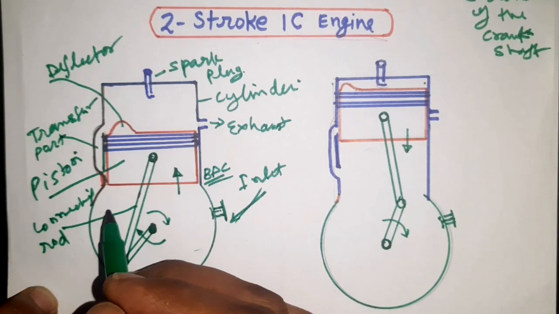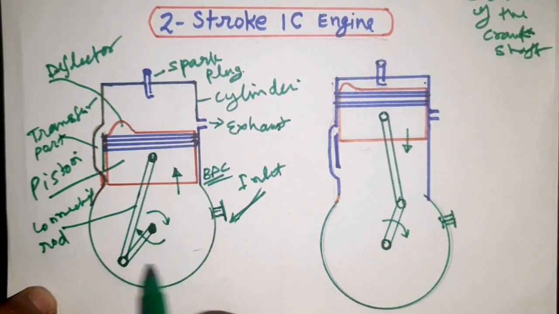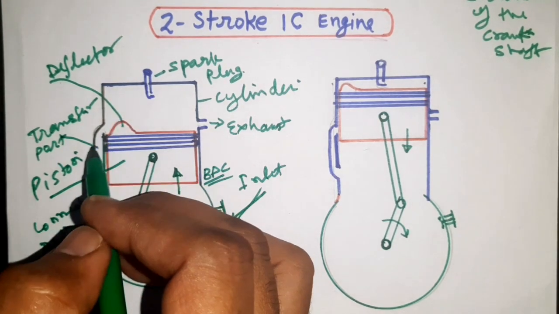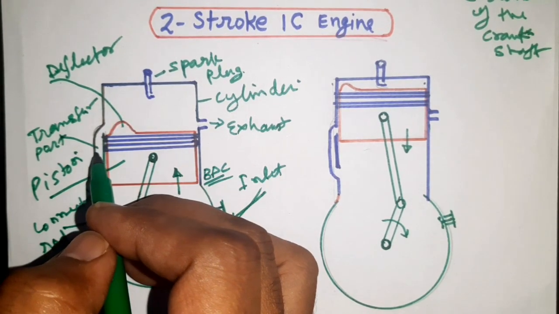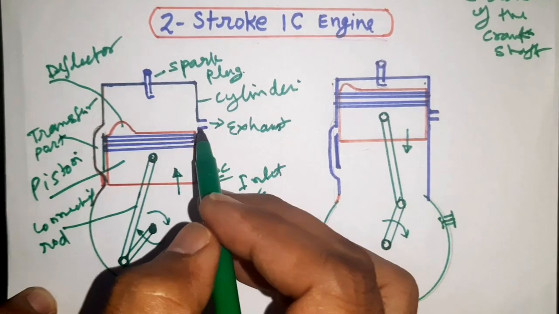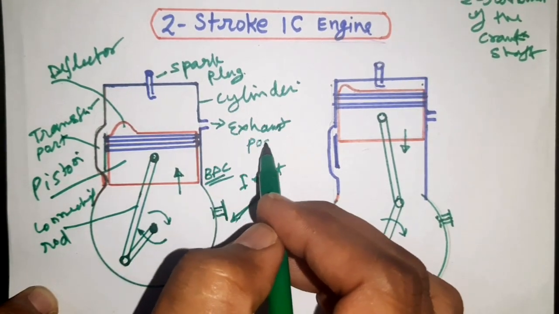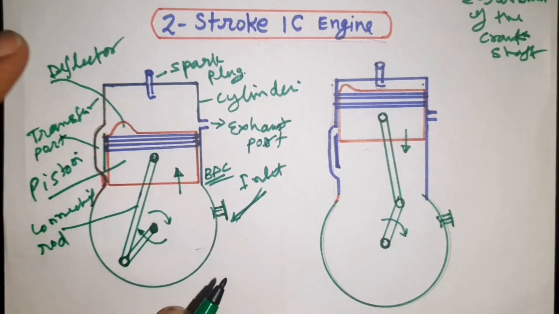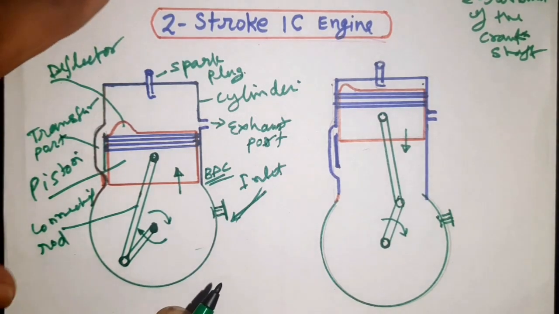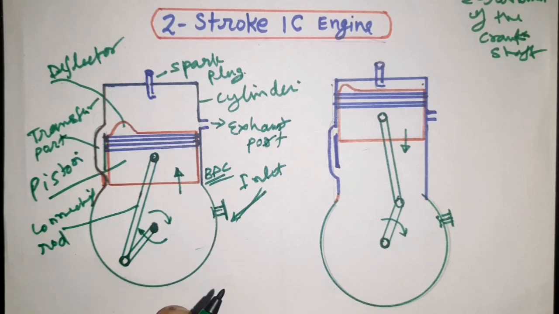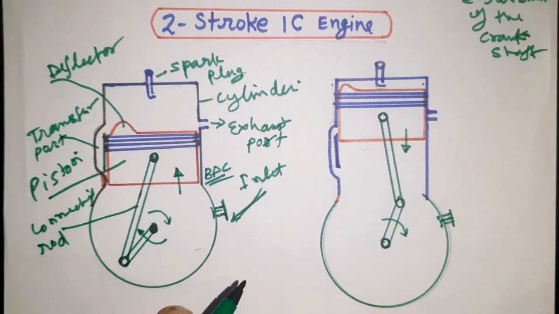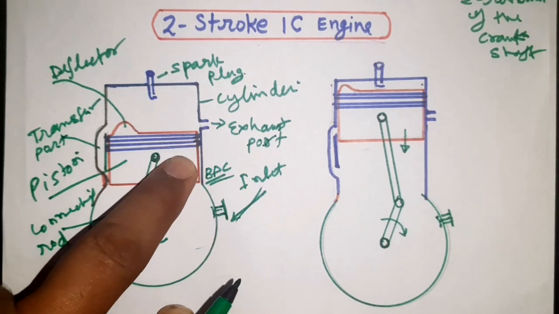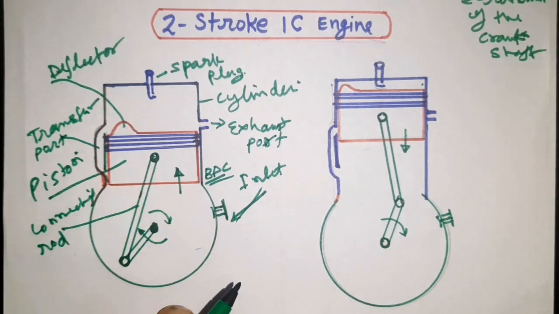Through this transfer port, the air-fuel mixture entered in this casing will be transferred through these bypass passages. So this is called the transfer port, and this is the exhaust port. There is no need of a valve mechanism or inlet and outlet valves in this two-stroke engine. Only ports are given, and these ports are operated by the motion of the piston, which opens and closes them.